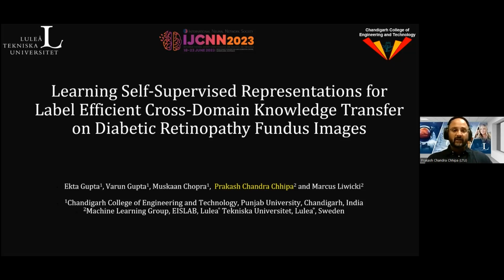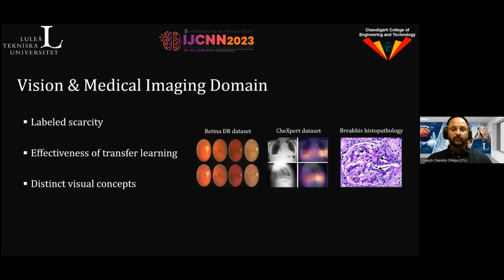Before getting into the actual topic, we first need to understand the motivation behind learning representations through label-free approaches. It comes down to a few limitations and challenges with the medical image domain: the scarcity of label information, ineffective transfer learning, and the very distinct visual concepts present in medical images compared to natural scenes. We will discuss each point in a bit of detail.